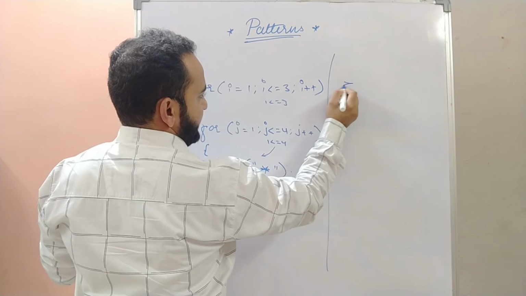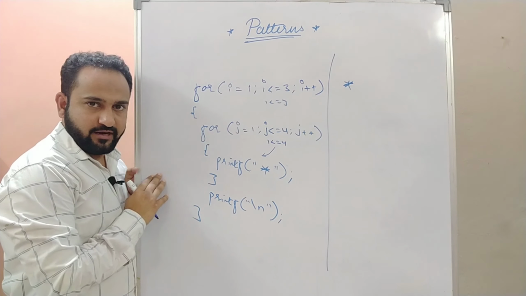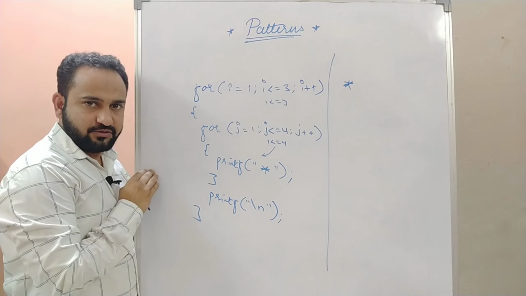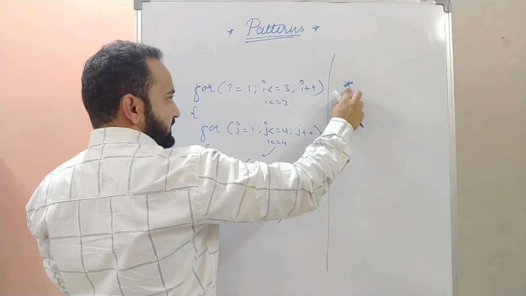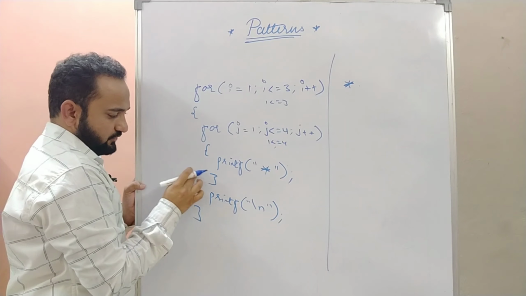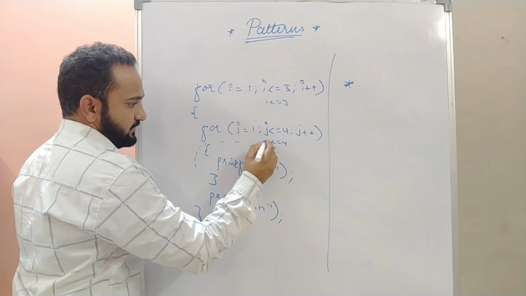On the extreme left-hand side it will print a star. Your printing always starts from the left-hand side. Whenever you enter a number, it starts from the extreme left-hand side, right? Similarly this star will get printed here. Then it will go back to this for loop. While going back, the value of j will be incremented by 1.